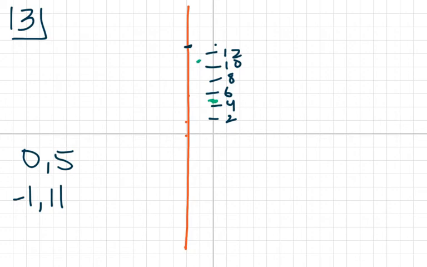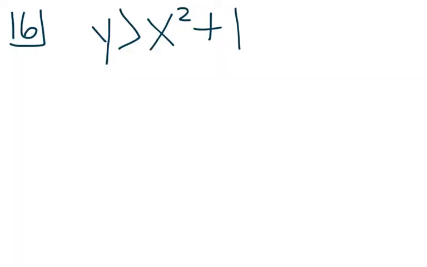So this is actually a parabola that's going downwards. So it's going to look like this. It doesn't matter if it's perfect or not, as long as it's the same approximate shape.